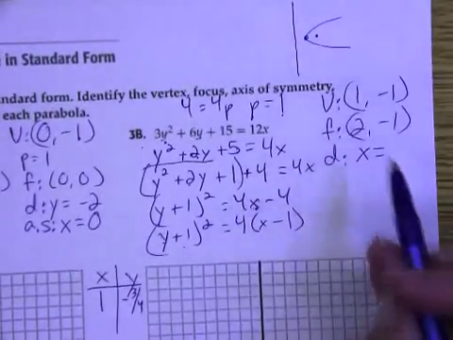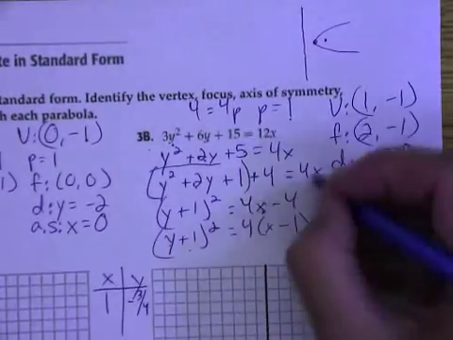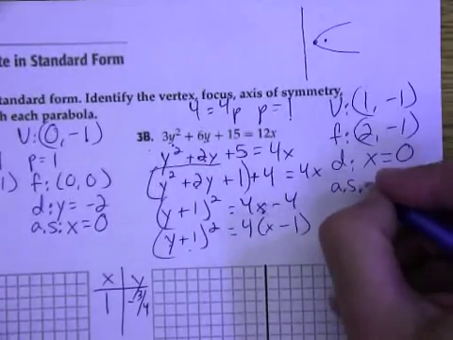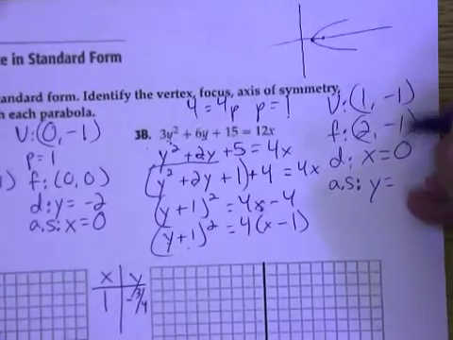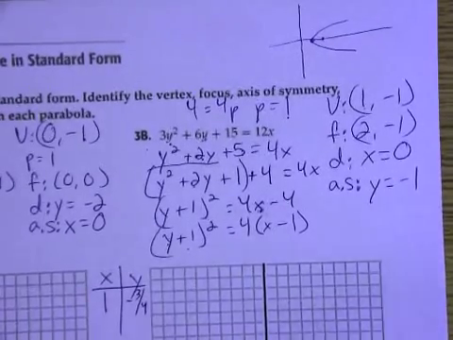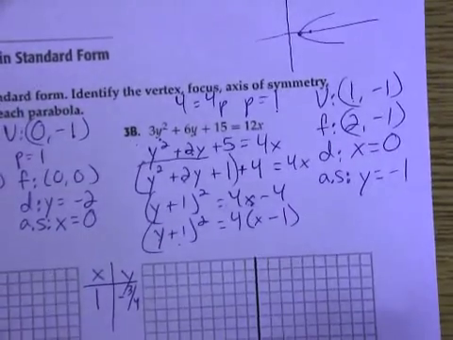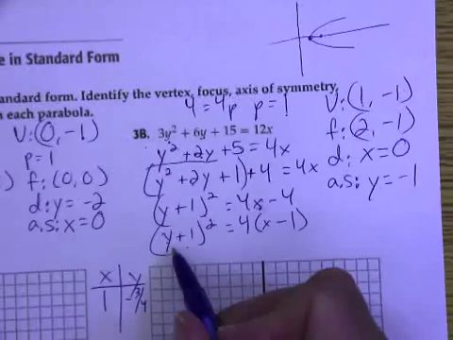So here's my vertex. My focus is somewhere inside to the right of it. Here's my directrix. So my focus is one space to the right of my vertex. So that's 2 comma negative 1. My directrix is a vertical line, so I know it's going to be of the equation x equals, and it's one space to the left of my vertex, so that's 0. My axis of symmetry is this horizontal line having the equation y equals the y coordinate of these two things, so negative 1, and now I graph.